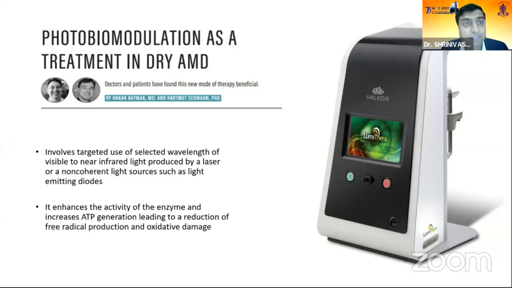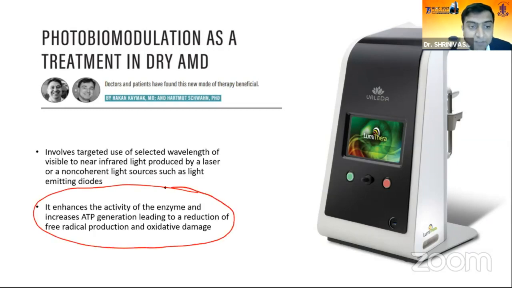So what's new is photobiomodulation. That means it involves the targeted use of selected wavelengths of visible to near infrared light produced by a laser or a non-coherent source. This is especially used in dry AMD, where it enhances the activity of the enzyme and increases ATP generation, leading to a reduction of free radical production or oxidative damage, which usually happens in dry AMD.